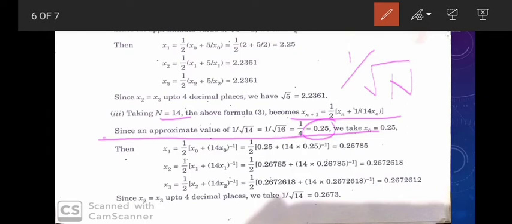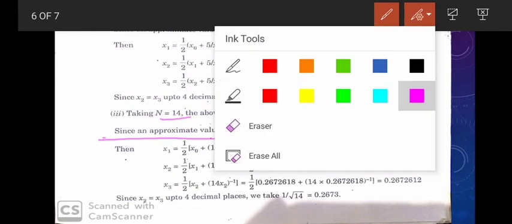Approximate means: root 14 is there, and root 16 is very near to root 14, so we will write root 16, and everyone knows root 16 is 4, so 1 by 4 is 0.25. Whatever value you think it is, you can get it easily, and you substitute that value as x naught, because first you have to put this value on your own. Afterward, this formula will give you the correct answer.